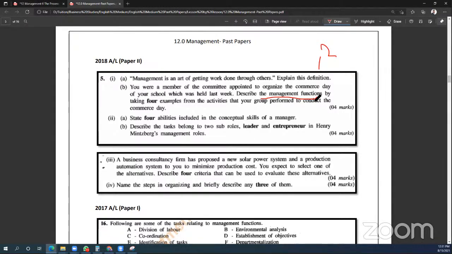You are in the organizing committee, you need to organize a Commerce Day. When organizing a Commerce Day, you need to follow the management functions.